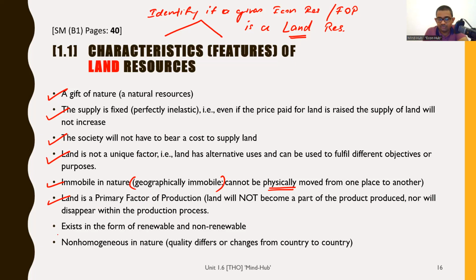Then exist in the form of renewable, non-renewable. We'll learn that. Then non-homogeneous. What does non-homogeneous mean? The quality of land is different from country to country. Now, Sri Lanka as a country, right?